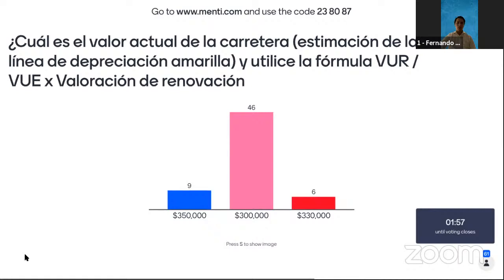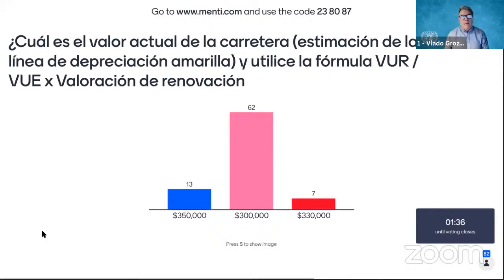So, Vladimir, I think the results are pretty evident. Most of those who answered 300,000, that's right. The others probably chose the value by looking at the graph, and then they were not sure, but it says it's somewhere there between 330 and 350.